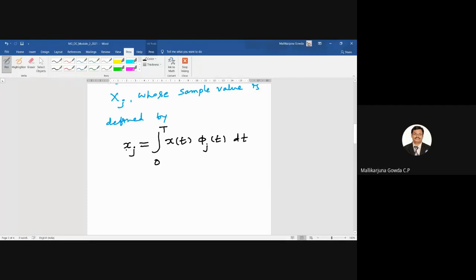Is this fine? Do you all agree with me? The sample value, denoted by small xj, of the random variable capital Xj is defined like this: xj is equal to integral 0 to T of x of t phi j of t dt. If you see the diagram, you will be able to write this expression. Any doubt in this? Because one input is x of t, another input is phi j of t, and I am integrating that over the interval 0 to T. That is the sample value of the correlator output. Okay, is this clear?